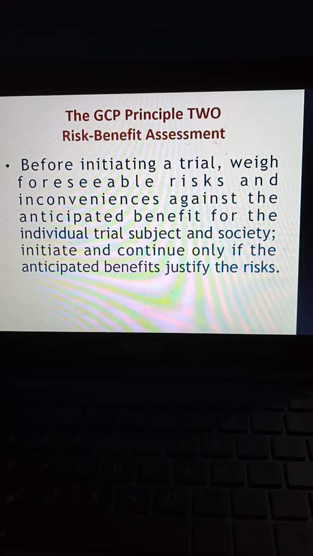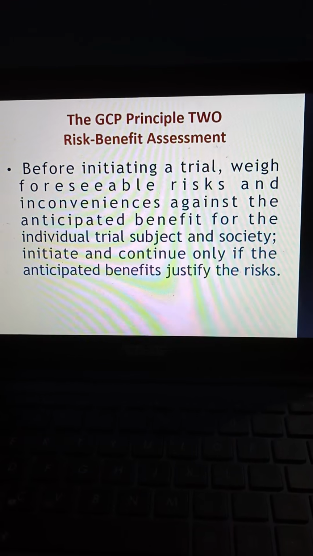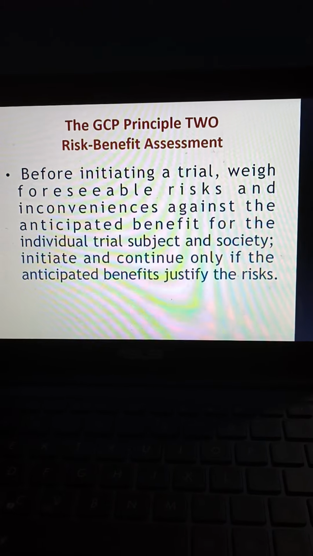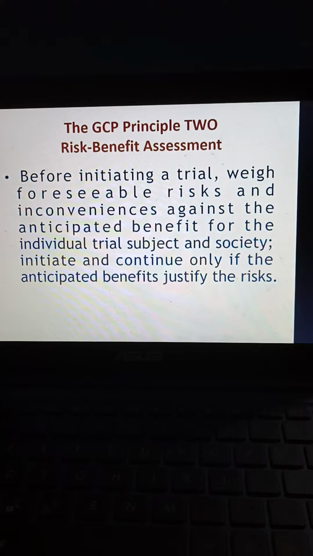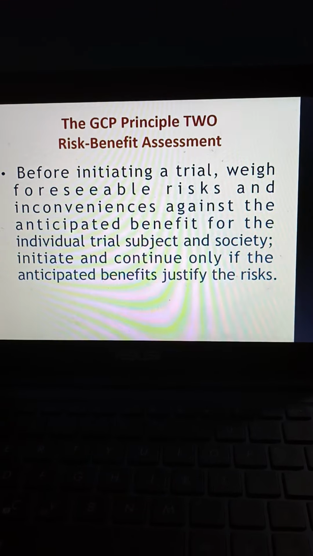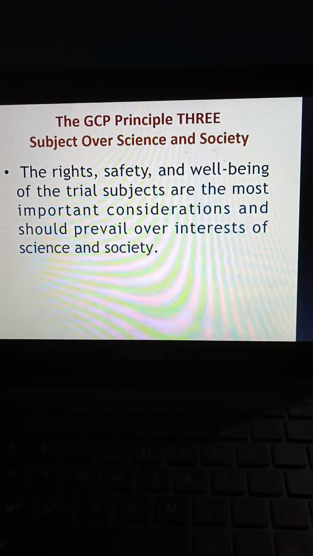The GCP Principle 2: Risk Benefit Assessment. Before initiating a trial, weigh foreseeable risks and inconveniences against the anticipated benefit for the individual trial subject and society. Initiate and continue only if the anticipated benefits justify the risks.